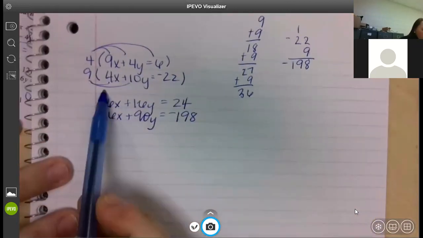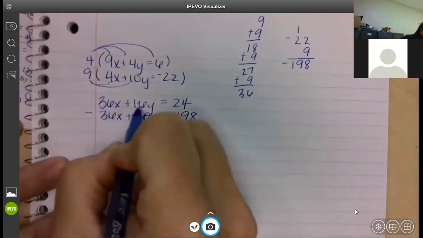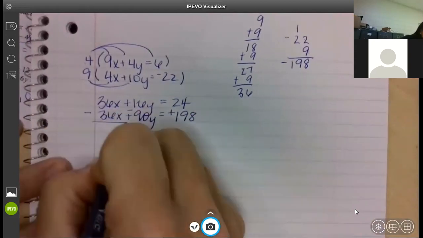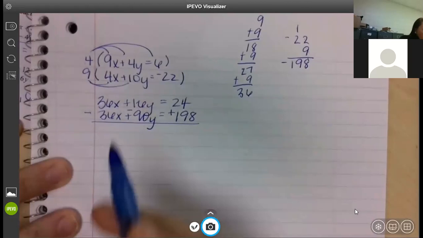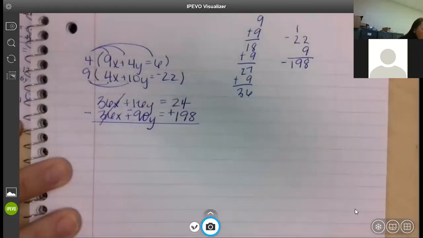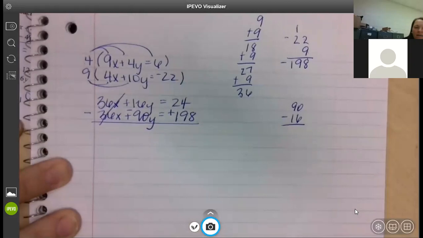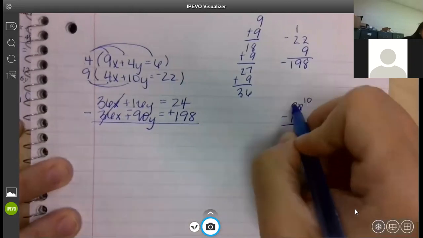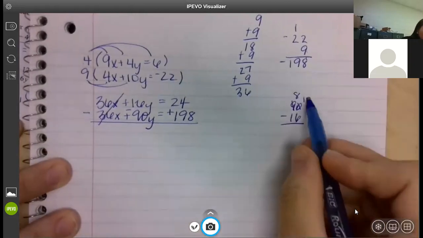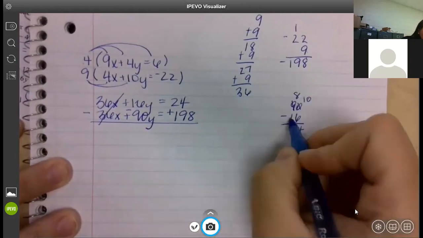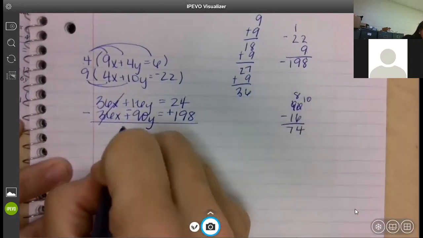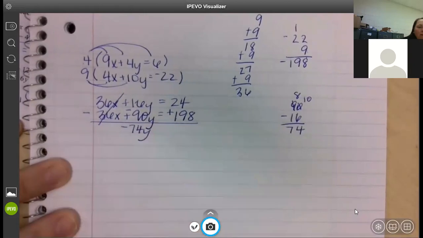I have them looking the same. I need them to cancel out. So I'm going to change all the signs, which actually makes it a little bit easier. I'm going to take out my 36. I have 16 plus -90. I would do that backwards and do 90 minus 16. So borrow. 10 minus 6 is 4. 8 minus 1 is 7. And since your bigger number is negative, your number should be negative.